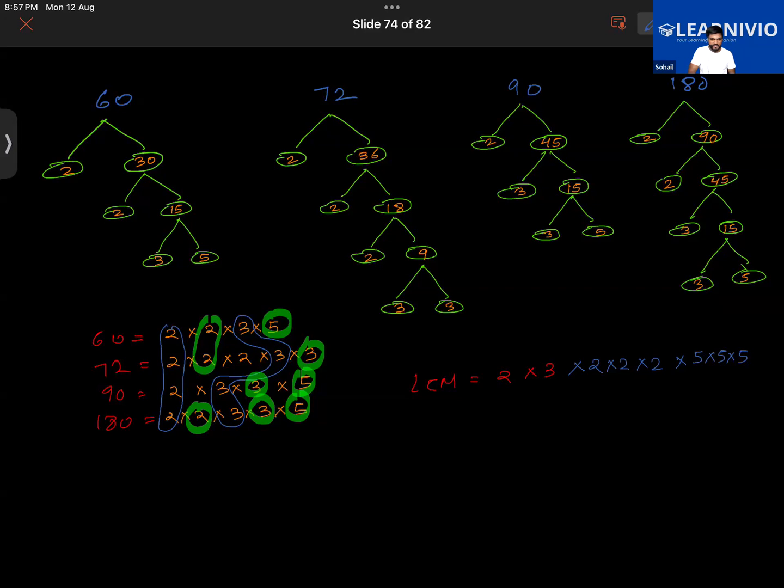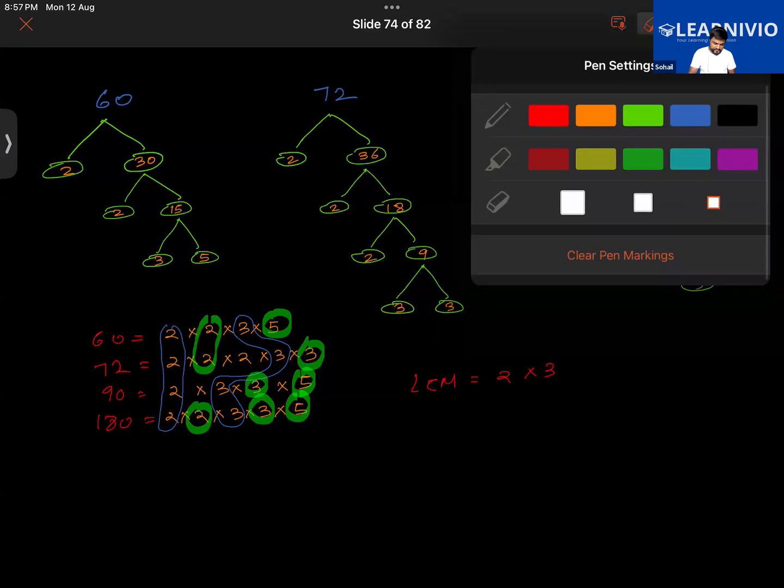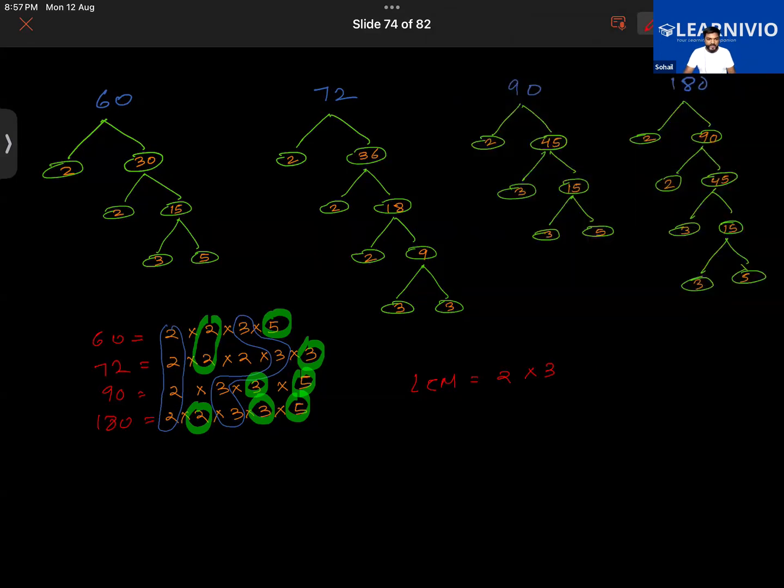No, just hold on for a minute. You don't have to take this many 3s. Just hold on for 1 minute. So we have taken 2 and we have taken 3. Then you will take this 2. Then you will take this 5 from here.